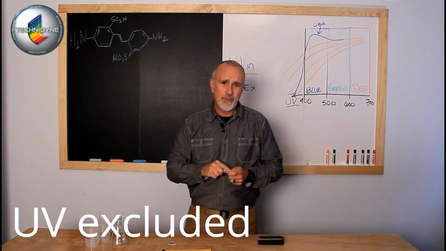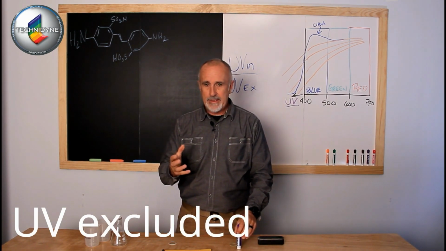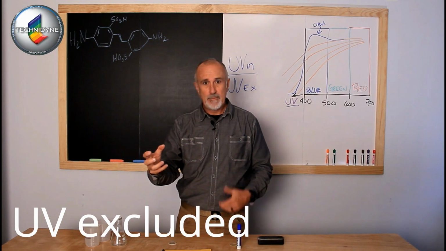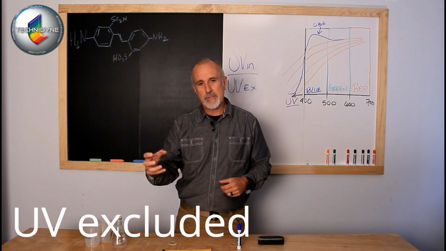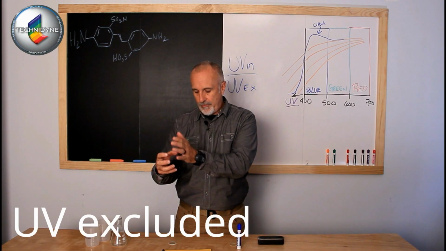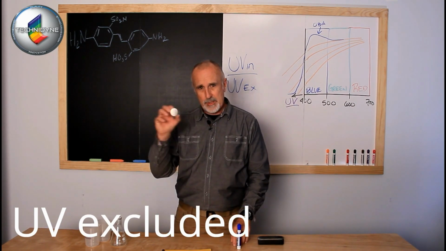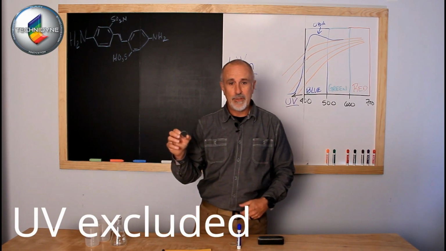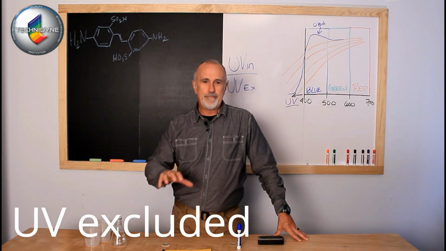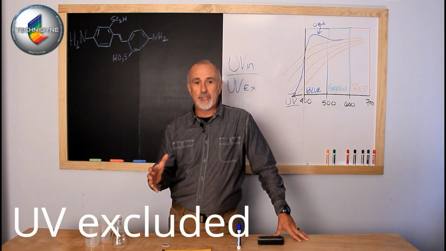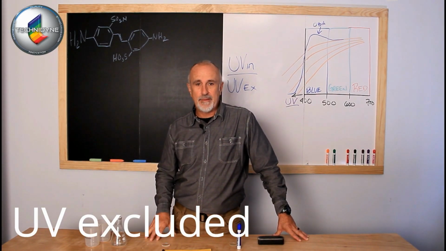And UV excluded means that you've got a light source, whether it's TAPPI or ISO, and you've got a UV cutoff filter. So we have very specific glass filters that we use that are manufactured in such a way that they cut off certain levels of energy.